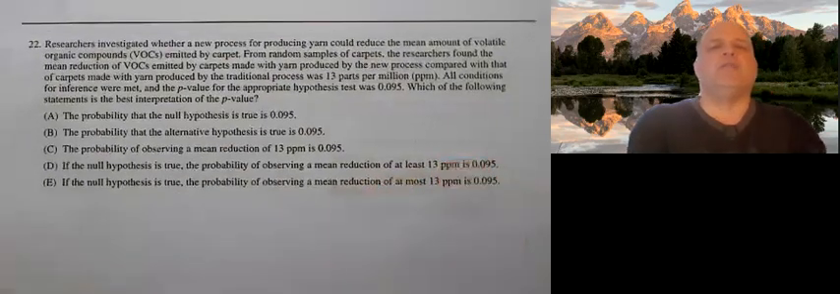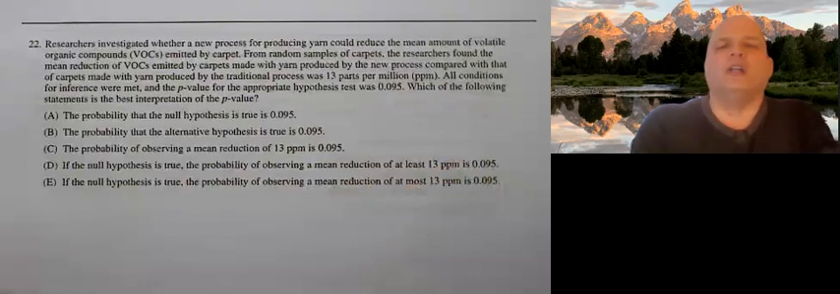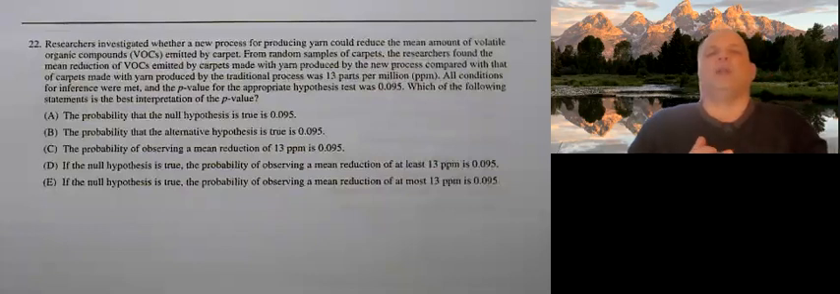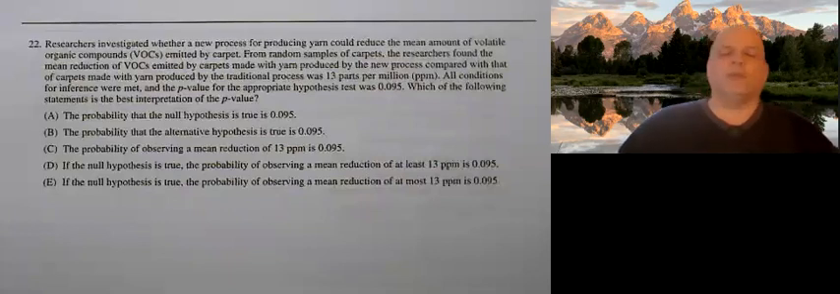Number 22, researchers investigated whether a new process for producing yarn could reduce the mean amount of volatile organic compounds emitted by carpet. From random samples of carpets, the researchers found the mean reduction of VOCs emitted by carpets made with yarn produced by the new process compared with that of carpets made with yarn produced by the traditional process was 13 parts per million. All conditions for inference were met, and the p-value for the appropriate hypothesis test was 0.095. Which of the following is the best interpretation of the p-value?